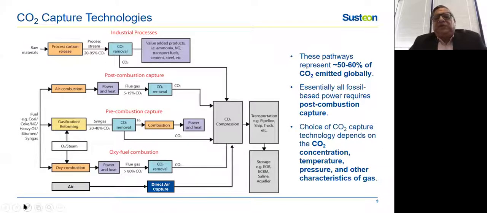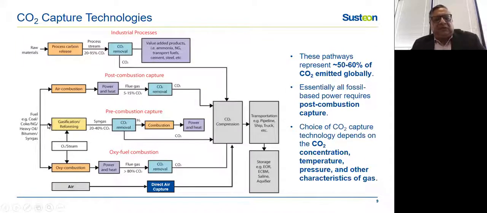So if you look at the capture pathways, this is a little bit simplistic chart, but it pretty much depicts what we need to do to deal with the CO2. So I've divided various pathways where we basically either produce energy or produce chemicals. If you take any industrial process where we make ammonia, methanol, cement, steel, either we need heat for the reaction or carbon is an input. And in the end, we need to adjust the hydrogen to CO ratio. So we need to get CO2 out. So a number of industrial processes generate CO2 either in the process or just by heating. Anything we do with the combustion of fossil fuels, whether it's coal, natural gas, heavy oil, bitumen, we burn it to generate power and heat and we generate CO2. And depending on how we burn it, the flue gas can contain 5 to 15% CO2. I'll come back to that in a minute.